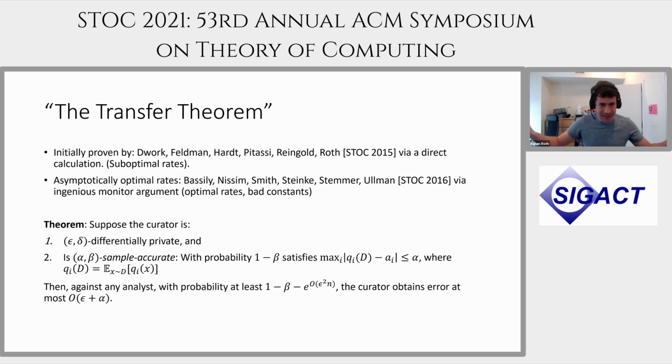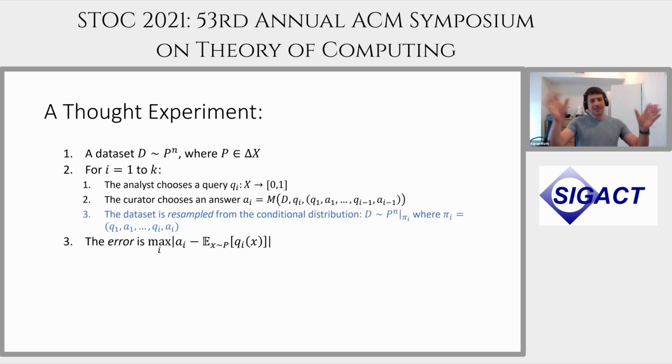And what I want to do in the remaining time is show you how you can prove a pretty tight version of this theorem without doing any math at all, basically. There's a really, really simple proof of this theorem. So the first thing I want you to do is to conduct a thought experiment. Here's our adaptive data analysis scenario. Remember, a data set is sampled, and then an analyst in k rounds adaptively chooses queries to ask of the mechanism, and the curator answers them.